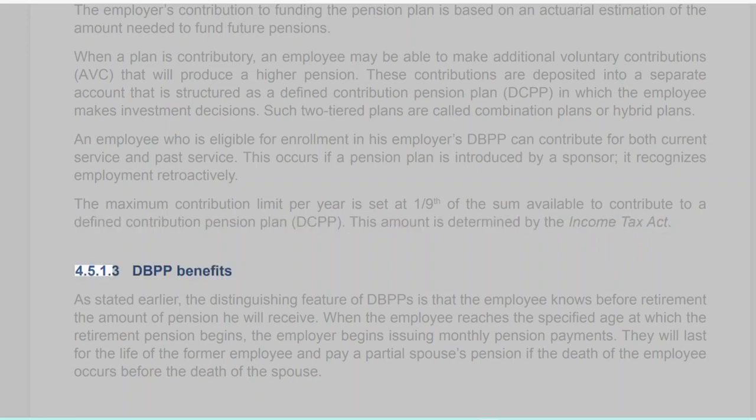4.5.1.3 DBPP benefits. As stated earlier, the distinguishing feature of DBPPs is that the employee knows before retirement the amount of pension he will receive. When the employee reaches the specified age at which the retirement pension begins, the employer begins issuing monthly pension payments. They will last for the life of the former employee and pay a partial spouse's pension if the death of the employee occurs before the death of the spouse.